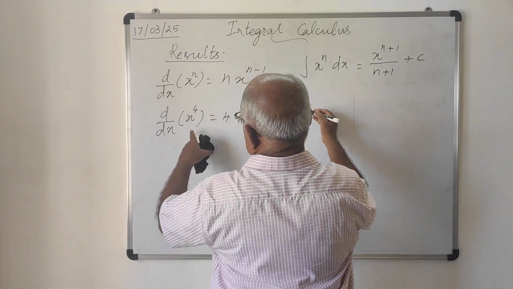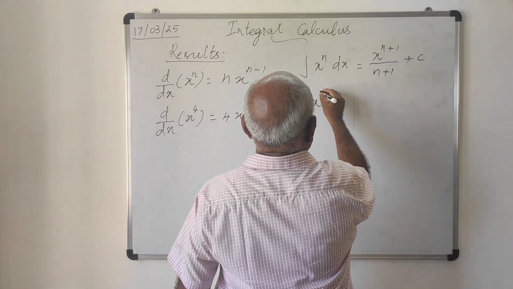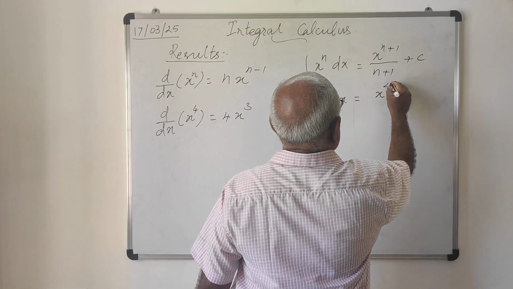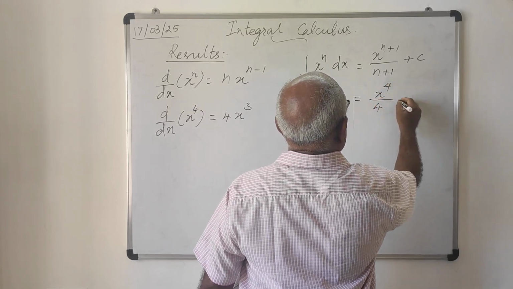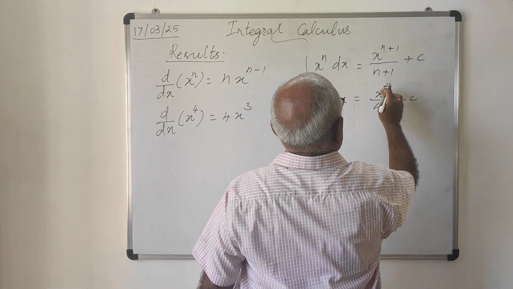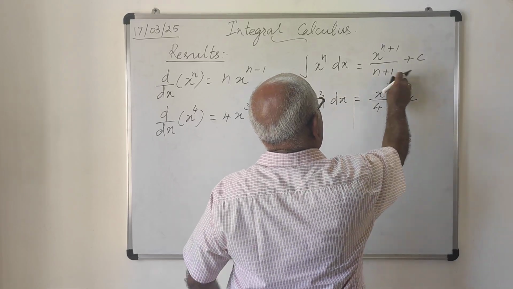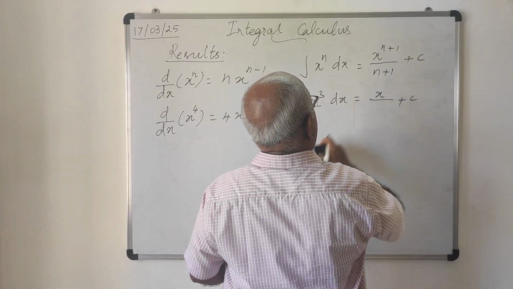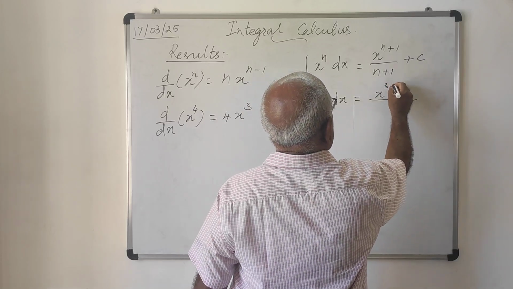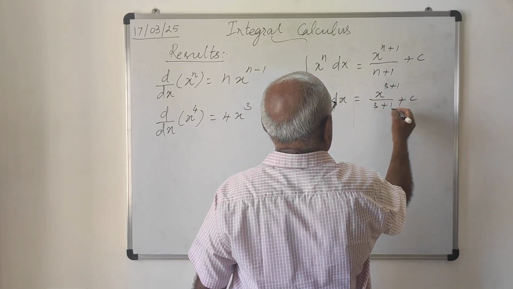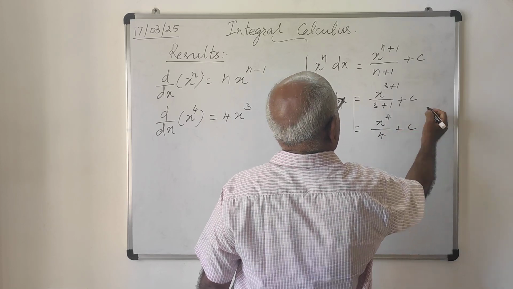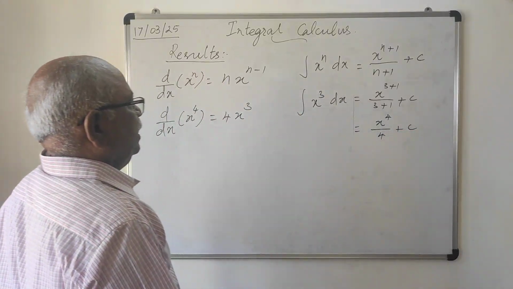For example, integral x cube dx is equal to x power 3 plus 1 by 3 plus 1. Actually, you apply the rule if n is an integer. Integral x cube dx is x power 3 plus 1 by 3 plus 1 plus c, that is equal to x power 4 by 4 plus c.